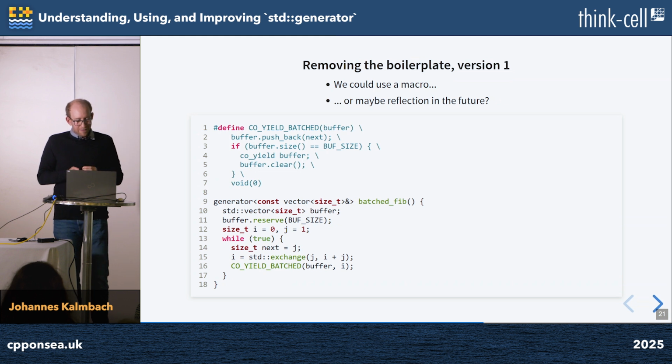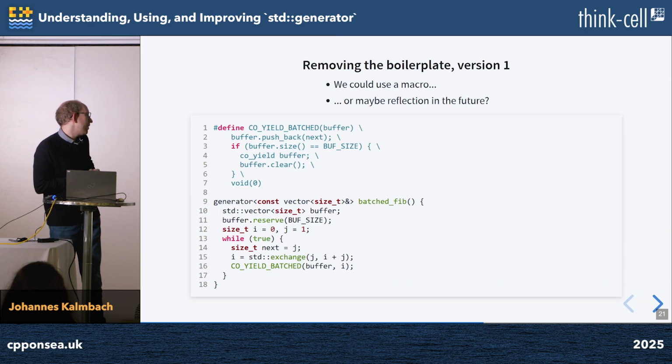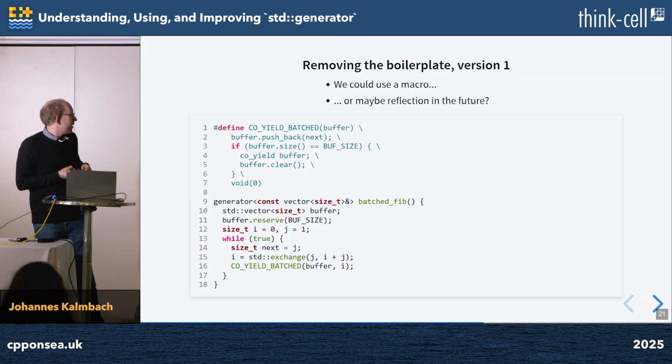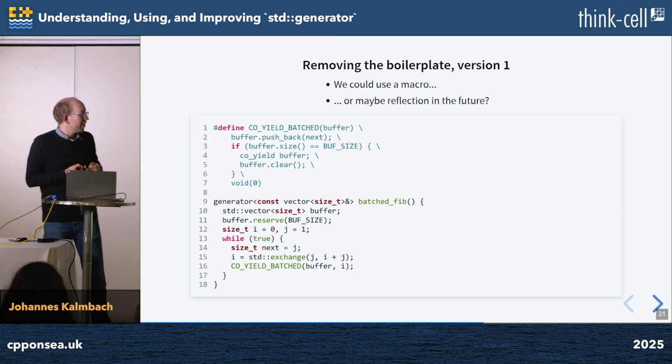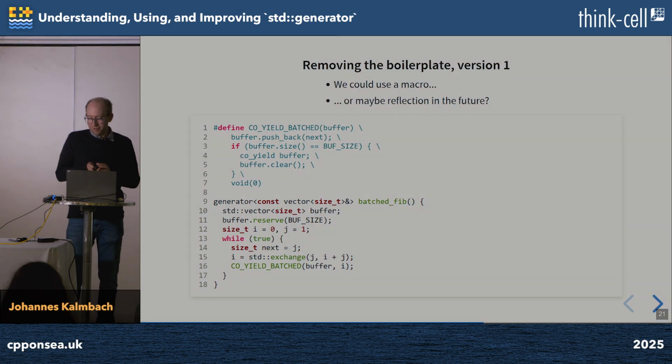But then in line 16, I just do my co-yield batch macro. And I also have a version where lines 10 and 11, which set up the buffer, can also be mitigated by adding another macro. And then at least you have something that works, that is nice, but it uses a macro.